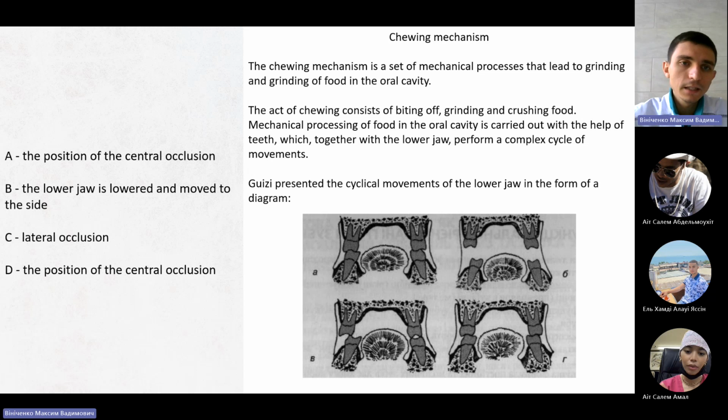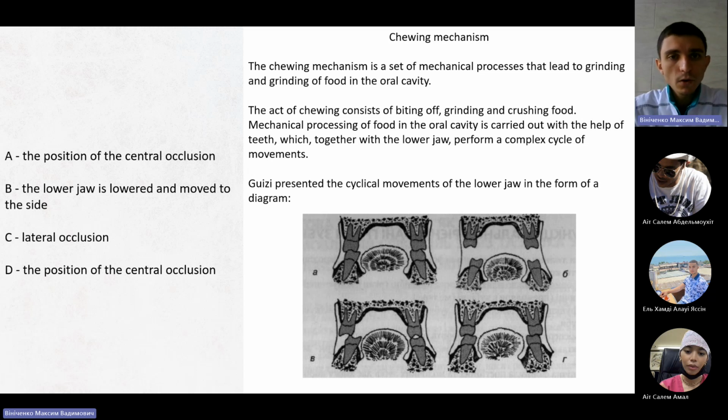So here is the mechanism, and it begins from the central occlusion. So here is the simple mechanism of chewing. It's not hard to understand, so all this is very simple. The chewing mechanism is a set of mechanical processes that lead to grinding food in the oral cavity. The act of chewing consists of biting off, grinding, and crushing food.